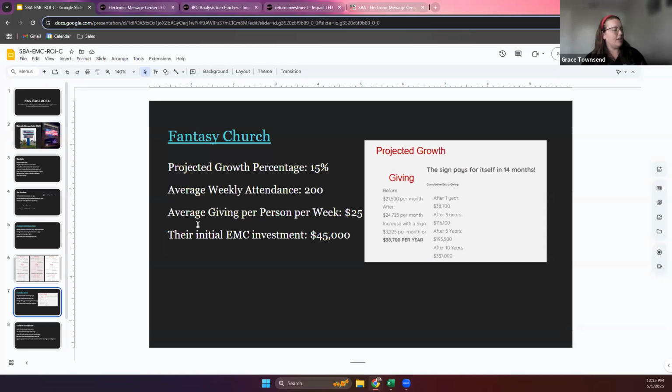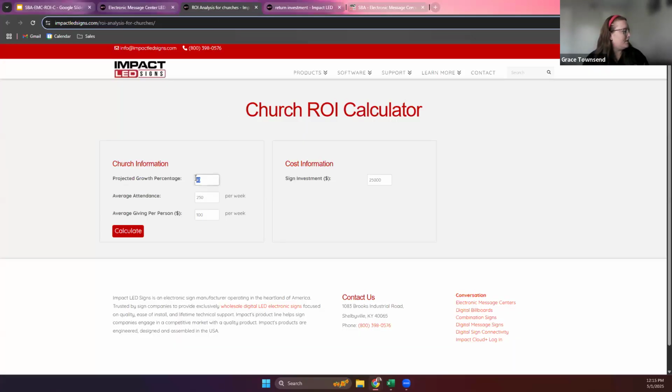And let's say their initial EMC investment for this calculation is $45,000. Let's do it for $50,000, like that corner store. So in here, we're going to do the projected growth percentage at 15%. Average attendance, 200. Average giving, $25 a week. Their initial sign investment being $50,000. That's a nice sign for a smaller church. We hit calculate.